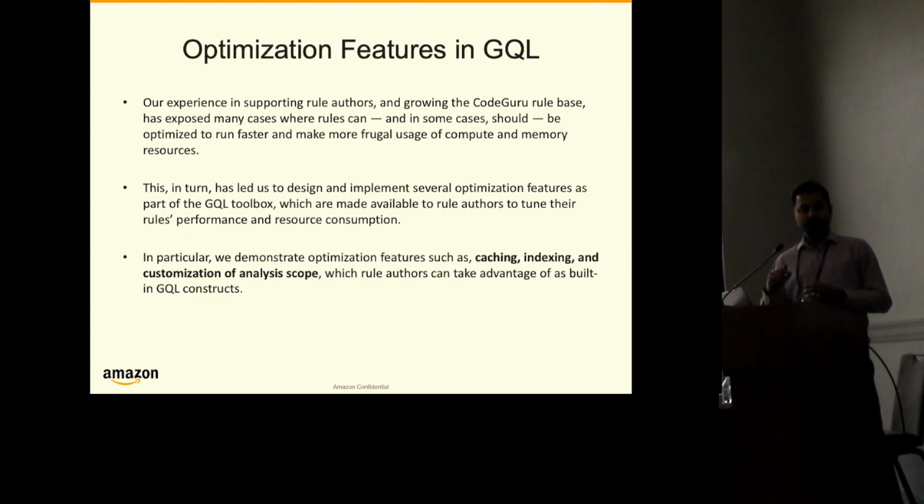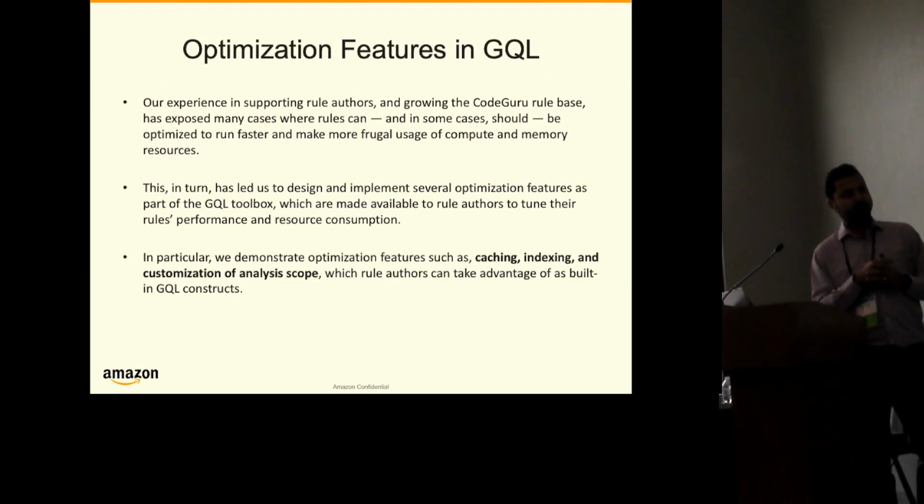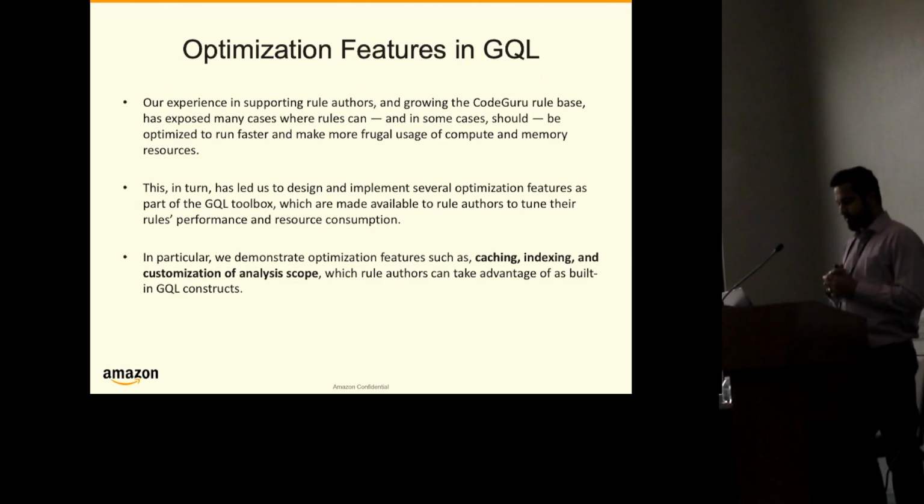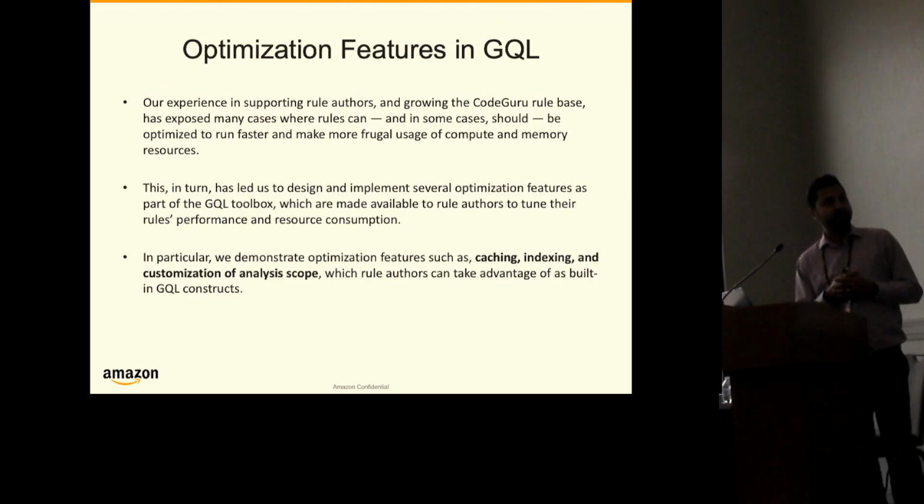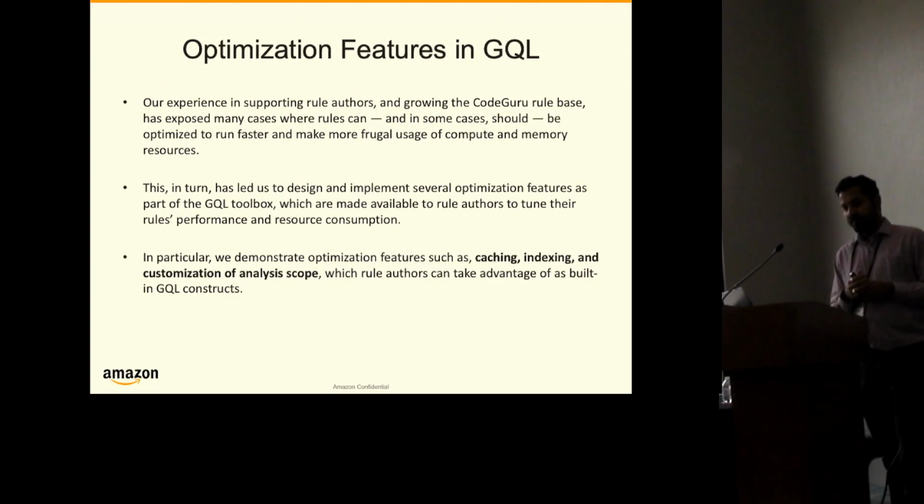made us think what would be a right abstraction of GQL, so that the rule authors, where we want to democratize this across the different teams, can express these optimizations in their rule without worrying too much about how caching happens or how indexing happens. And this is what we proposed in this paper, which led to the design and implementation of different optimization features in the GQL toolbox, which allowed the rule author to use these different hooks in the language to express their optimization. So in this talk, I'm going to particularly talk about caching, indexing, and customization of analysis scope.